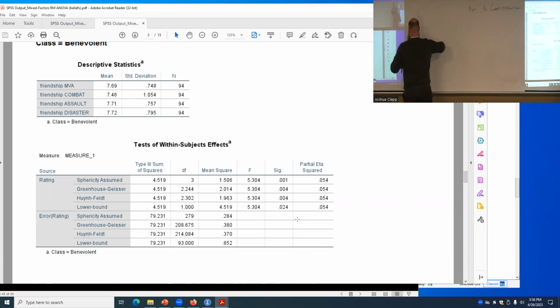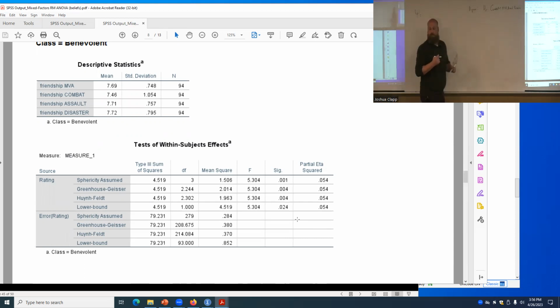So first thing I'm gonna do, I need to calculate the value of my contrast for this group. If I'm comparing my accident vignette, my assault vignette, my disaster vignette with my combat vignette, what are the weights that I need to assign to these 4 conditions?